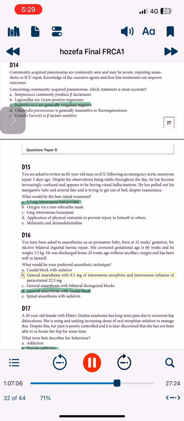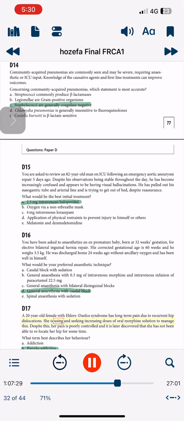A. Caudal block. C. General anesthesia. D. General anesthesia with caudal block. E. General anesthesia with caudal block.